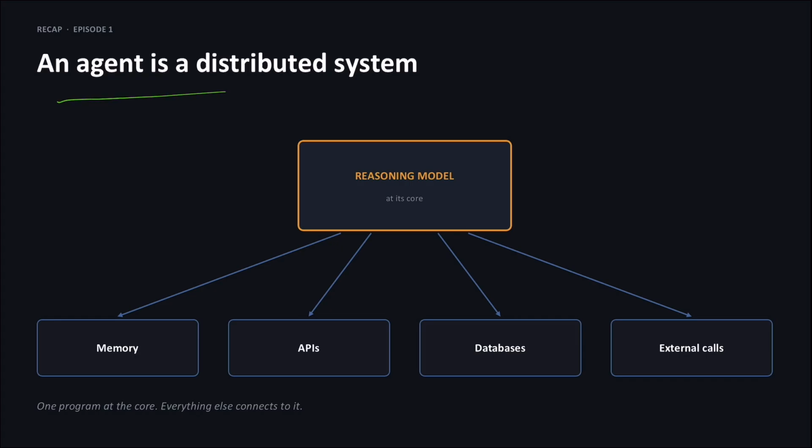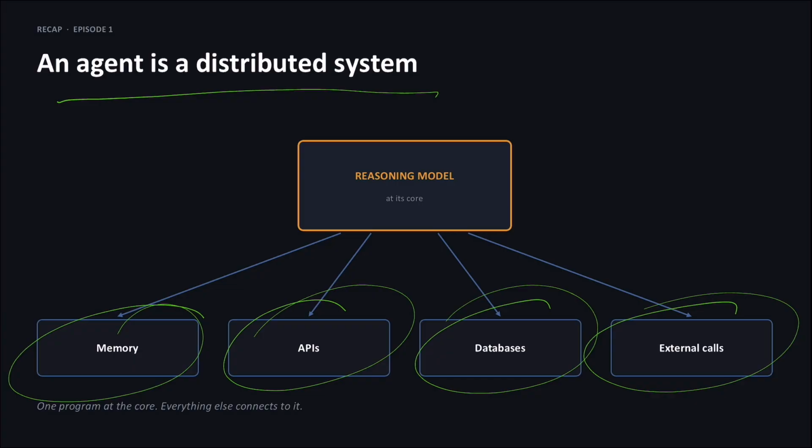An agent is a distributed system. We saw in our last episode also that the agent is doing a lot of stuff. It is connecting to a memory, an API, a database, external calls, and performing a lot of actions. This is basically the differentiator between a chatbot and an agent, right?